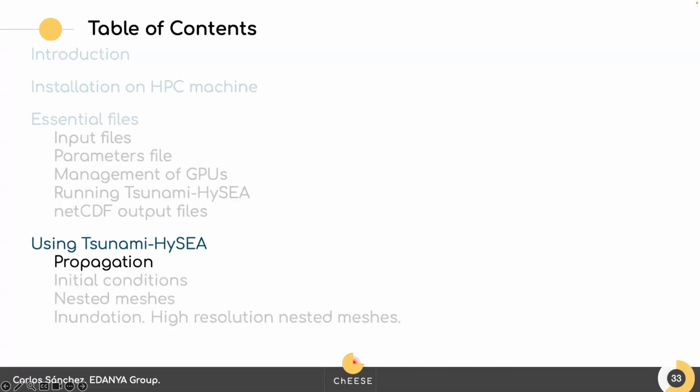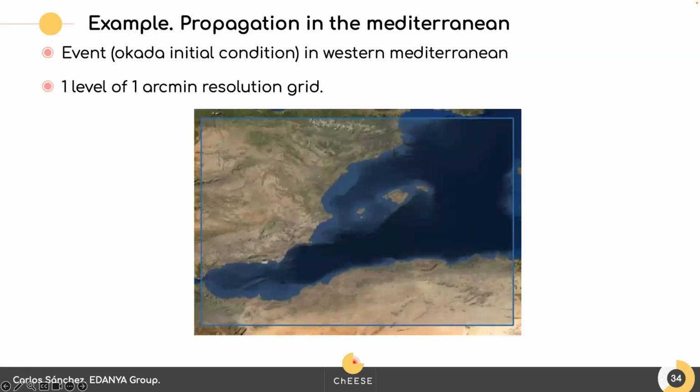So let's go to the matter now with the examples. Okay, we are going to start with propagation examples, and the idea is to try to reproduce an event here in the Mediterranean, this part of the Mediterranean, very easy with low resolution. In this case, we are going to perform a simulation with a computational domain of one-level and one arc-minute resolution grid. Very, very easy.